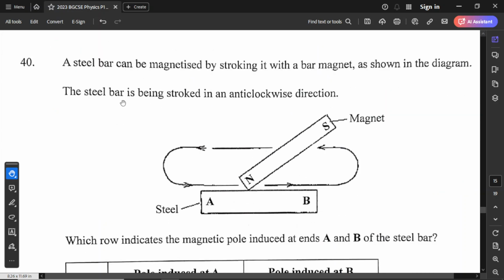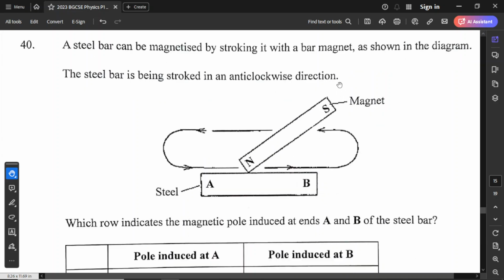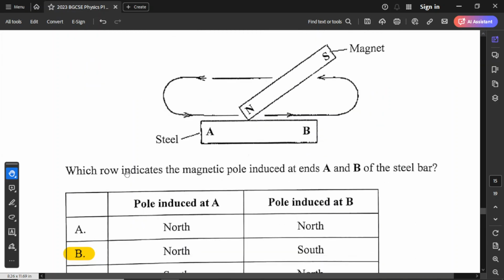For 40, it says a steel bar can be magnetized by stroking it with a bar magnet, as shown in the diagram. The steel bar is being stroked in an anti-clockwise direction. All right, so which row indicates the magnetic pole at the ends A and B for the steel bar?